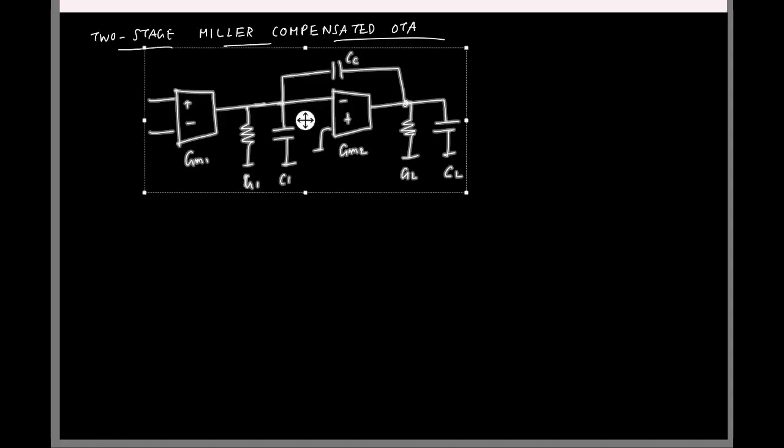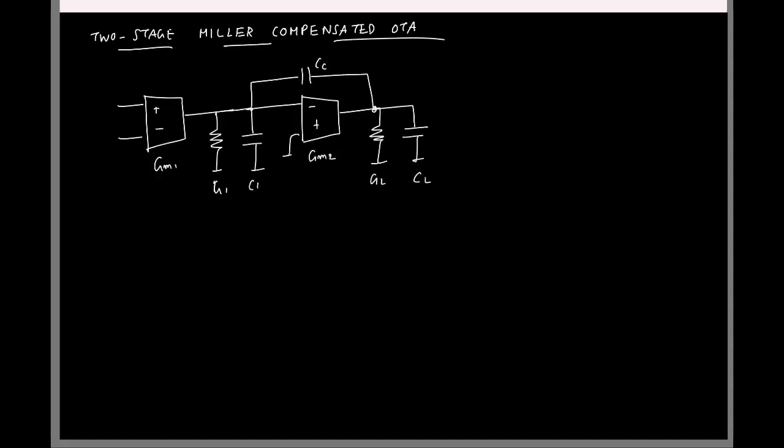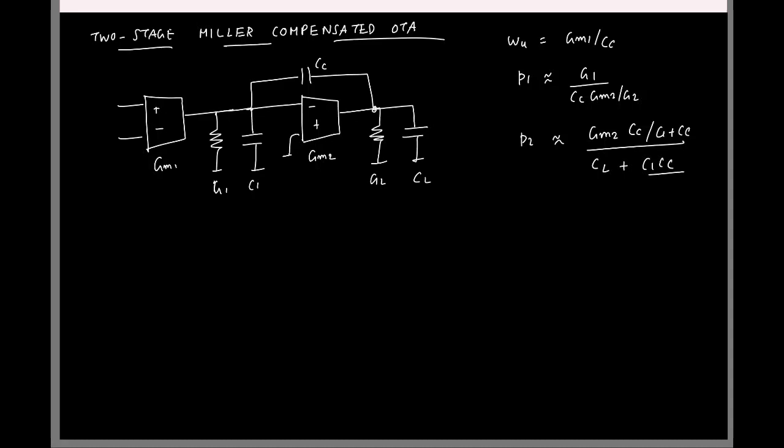So now tell me, what is the unity gain frequency for this? GM1 by CC. I'll quickly write down the pole locations once again. The pole location was this, GM2 by G2. Second pole was at GM2 CC by C1 plus CC, CL plus C1 CC by C1 plus CC. And the 0 is at GM2 by CC.